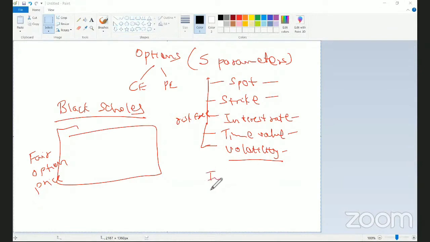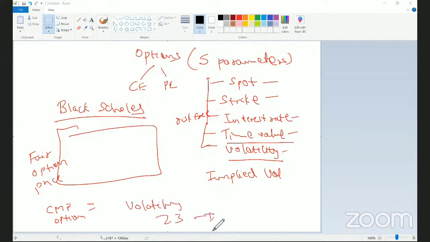The concept of implied volatility. What is implied vol? Implied vol means that I'm putting on the left side of the equation the option price, which is the current market price of the option. I put all of these parameters and I derive volatility out of it. So if the volatility is 23, I call this implied volatility. What is the volatility that the market is currently expecting from the option? This is known as implied volatility. You can simply Google it, you'll get a lot of option calculators there, on Zerodha also.